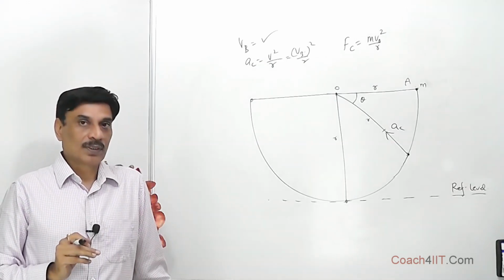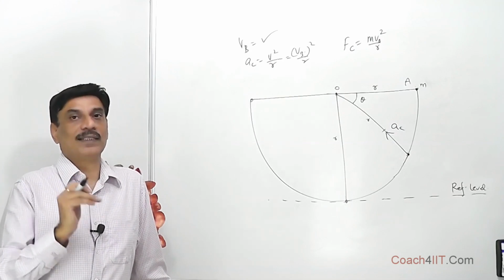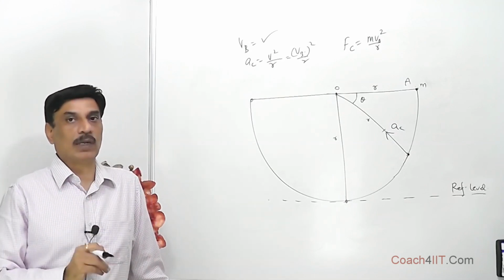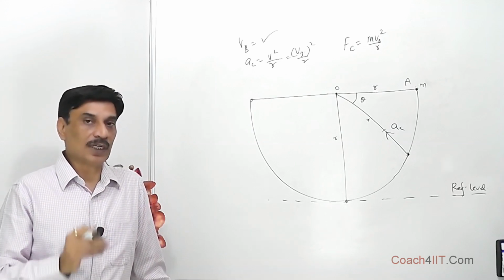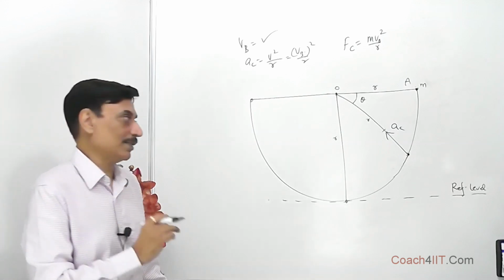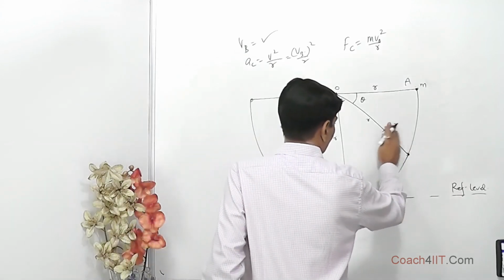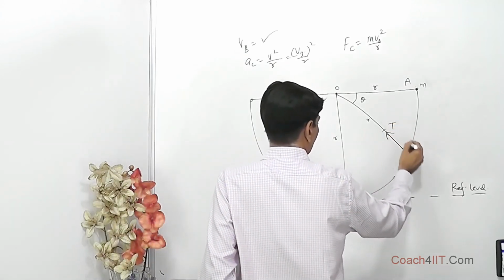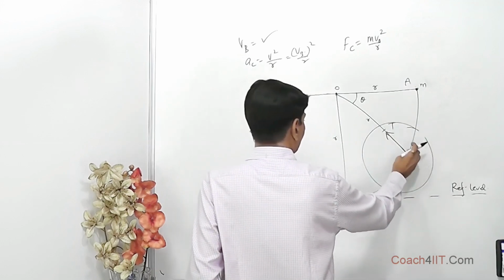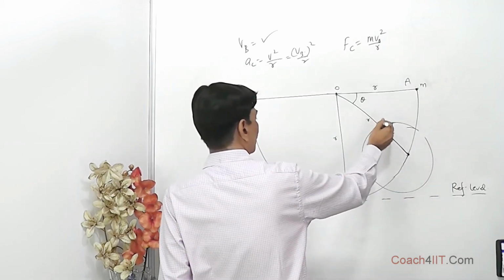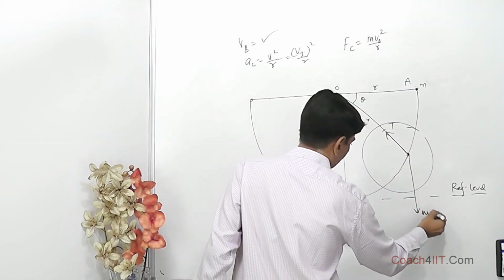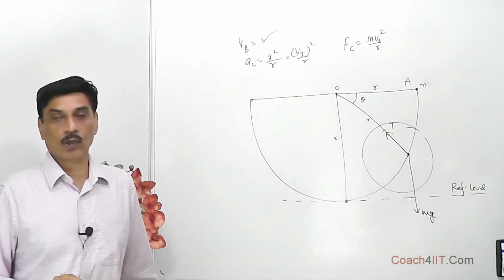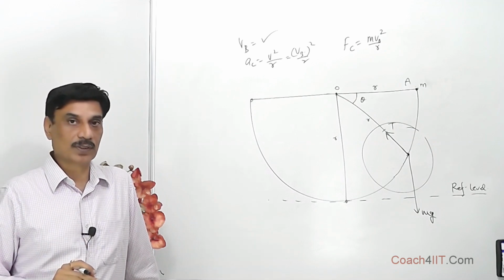Now, who is going to supply this force? Who is going to meet this requirement? For that, we look at the real forces acting on this body at this instant. There are two forces. One is tension, if we take this as a free body. Tension is always away from the body towards the center. And mg always acts vertically downwards.